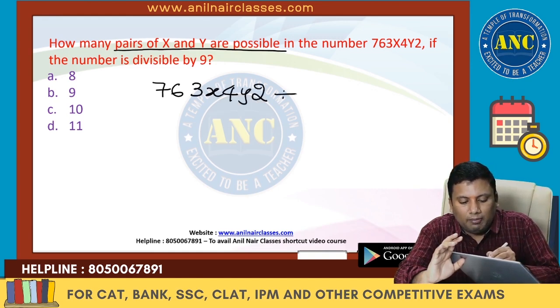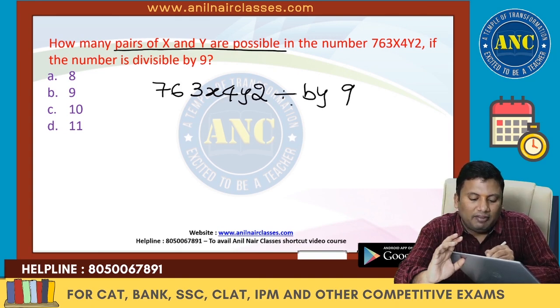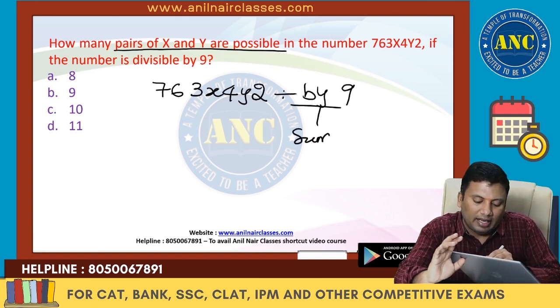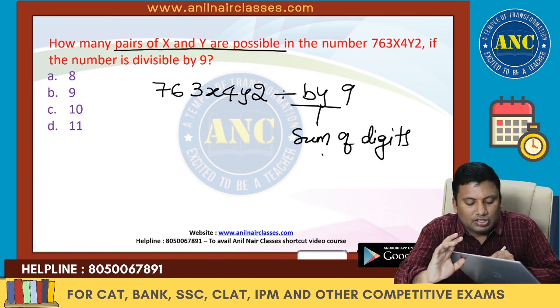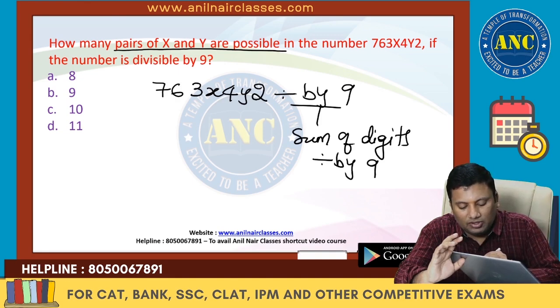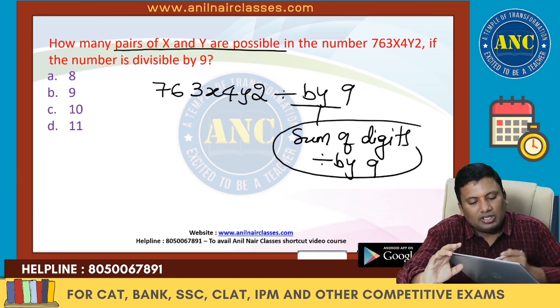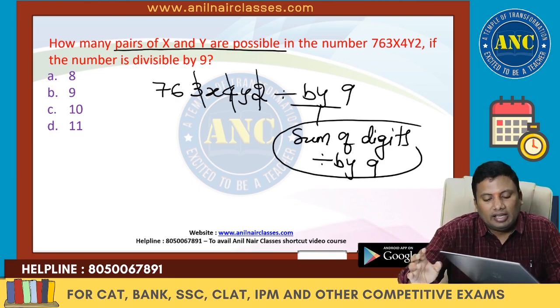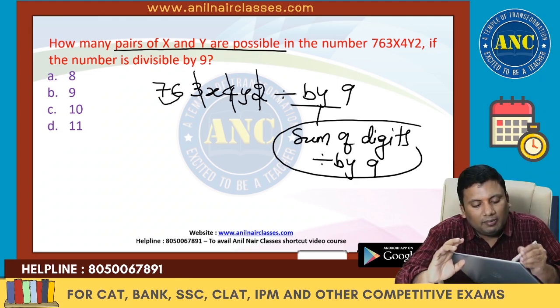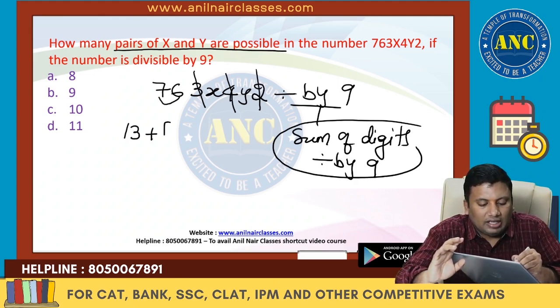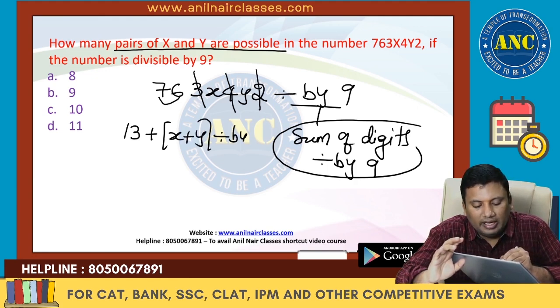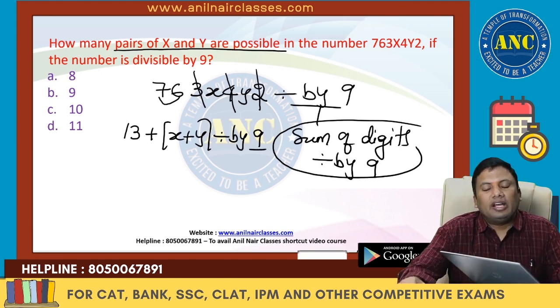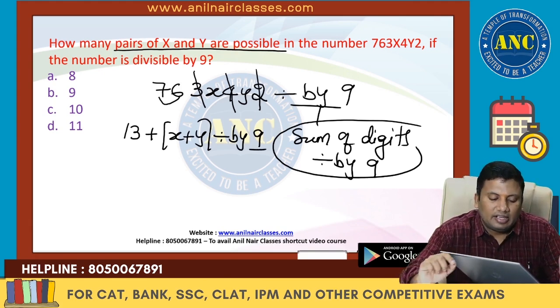If this number is divisible by 9, the sum of the digits should be divisible by 9. 4 plus 2 plus 3 is divisible by 9. 7 plus 6 is 13. 13 plus x plus y should be divisible by 9.